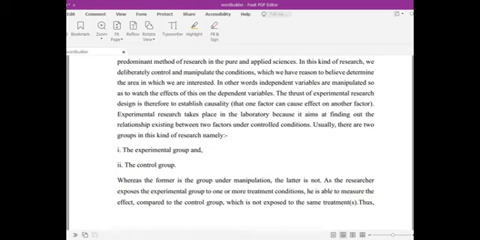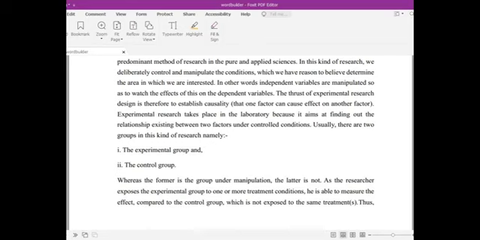Usually, there are two groups in this kind of research, namely the experimental group and the control group. We've talked about it. Take the antibiotics and the microorganism: the experimental group is the one that has the antibiotic on it, and the control group is the one that doesn't. The former is the group under manipulation, the one you're manipulating. You're not leaving it the natural way it is.